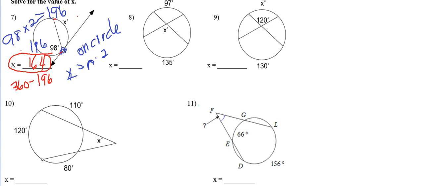Number 8. Those angles are interior angles. I know they're interior because they form an X. Also, I told you to think of the X, if you turn your wrists, it kind of makes a plus sign. So I know I'm going to add the arcs and then divide by 2. Calculator time, 135 plus 97 is 232.